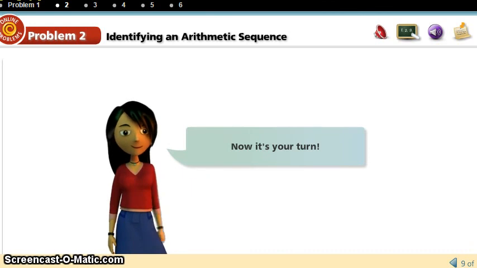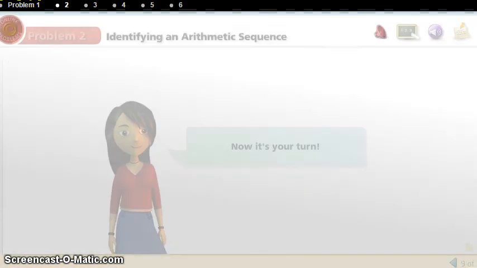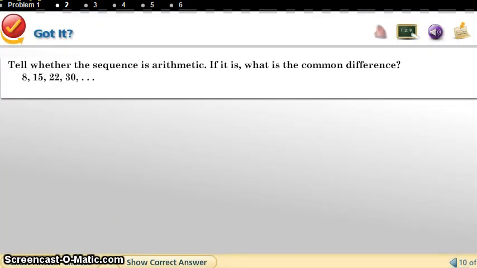Now it's your turn. Alright, so you should be able to identify arithmetic sequences. We're going to tell whether the sequence is arithmetic or not. If it is, then you will have a common difference. So look at this sequence and figure out what the common difference is, or what the difference is between each term. And if it is the same, then it's going to be arithmetic. If it's not, then it will not be an arithmetic sequence.